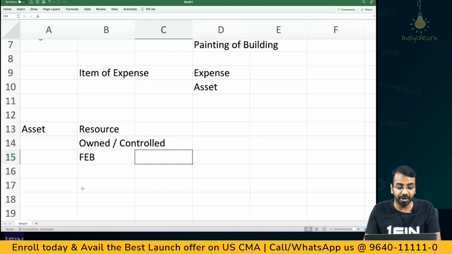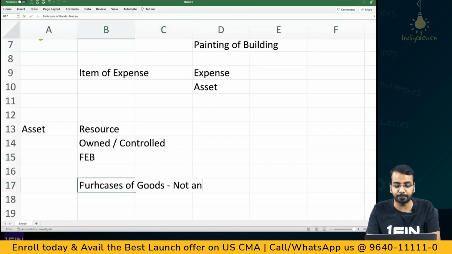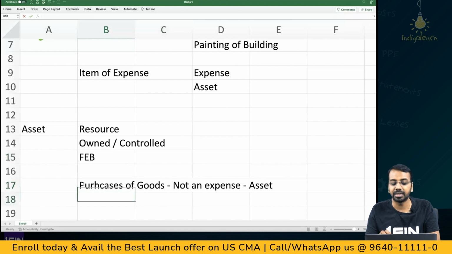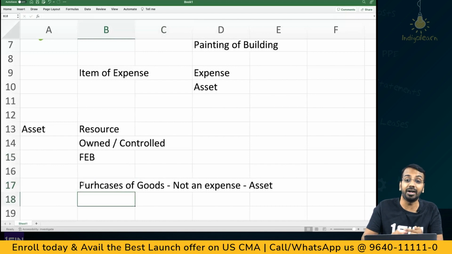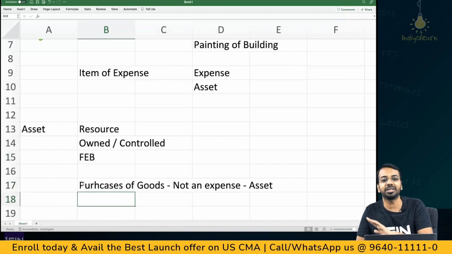That is why whenever you make a purchase, this is not an expense. It is an asset. When you purchase goods, it is inventory, which is an asset. When you sell the goods, that time it becomes an expense.